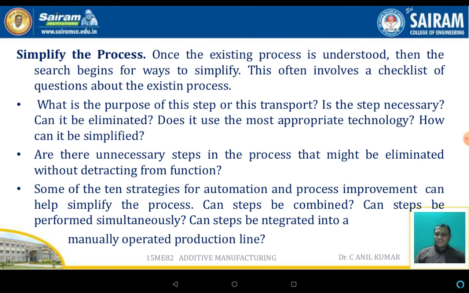Some of the 10 strategies of automation and process improvement can help in simplifying the process. Can the steps be combined, or can the steps be performed simultaneously, or can the steps be integrated into a manually operated production line? These are the questions. If these questions are answered while simplifying the process, the production can then be automated.